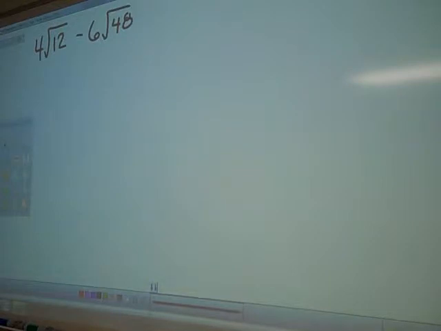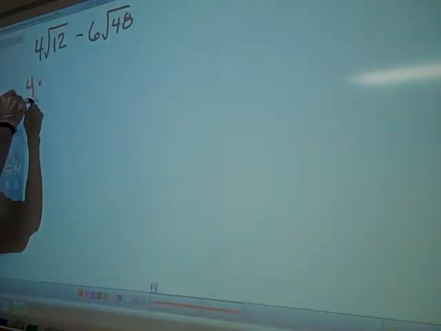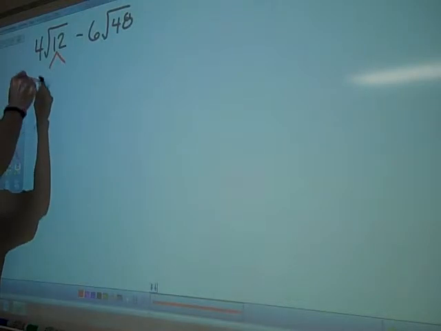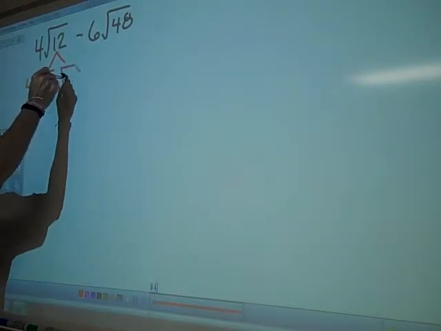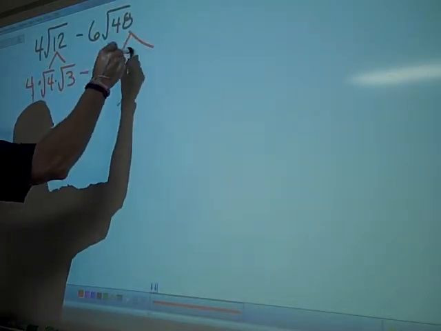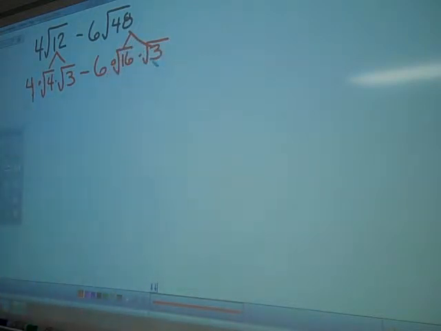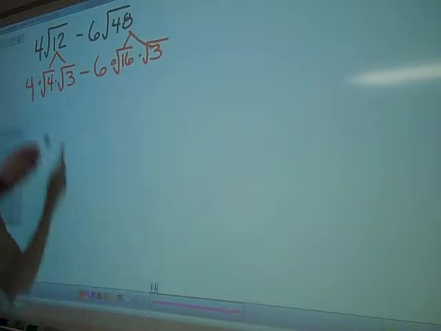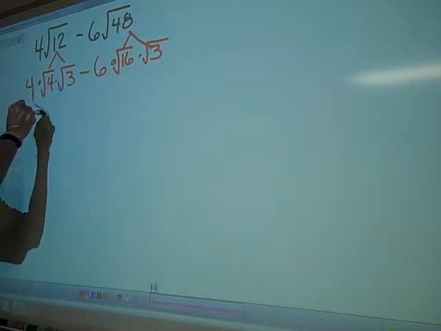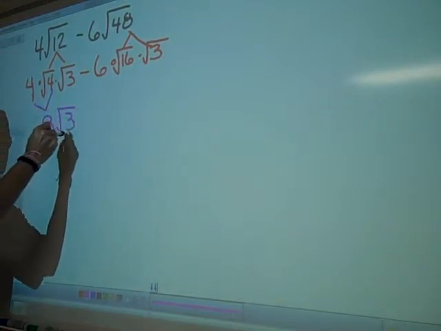I'm gonna slowly do it and try to catch up to you folks. Class, what is the square root of 4? 2 times 4? 8. 8 square roots of 3.